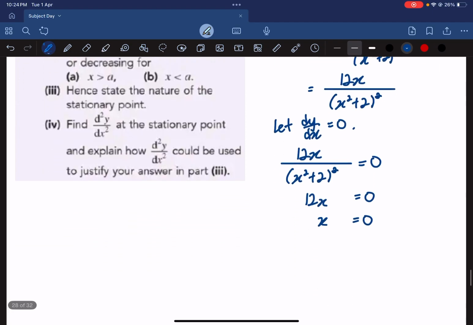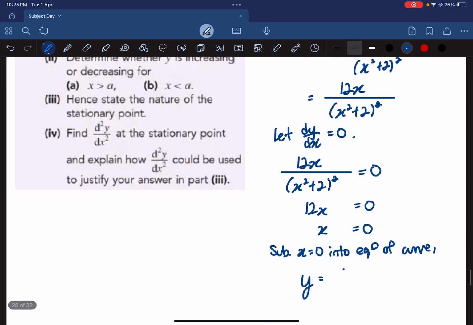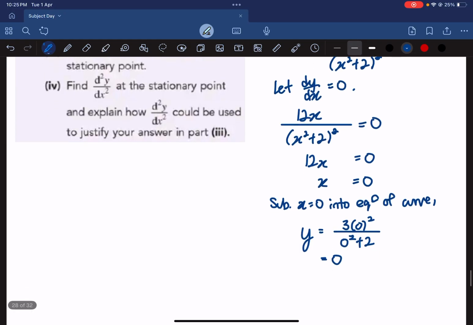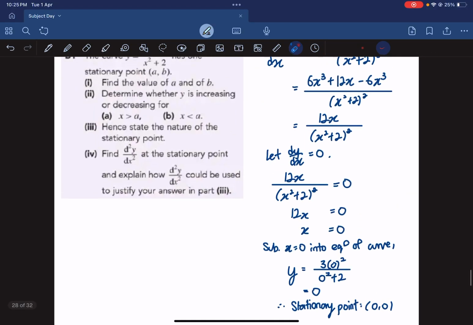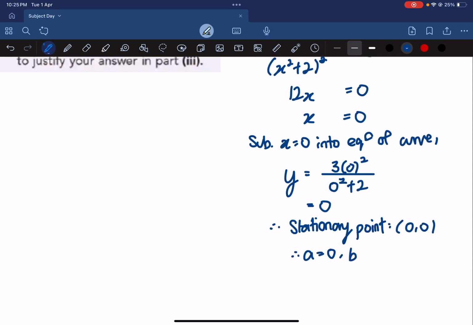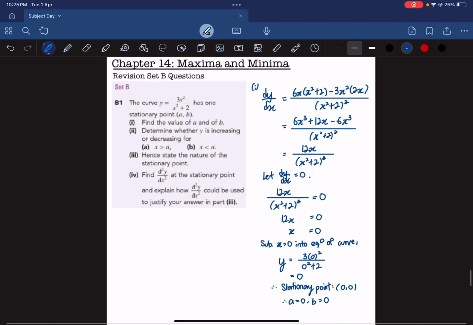And I sub in x equals 0 into the equation of the curve. So therefore, y is equal to 3 times 0 squared divided by 0 squared plus 2. And this is also equal to 0, which means that the stationary point occurs at (0, 0), and I haven't answered the question yet. The question says find the value of A and B. So therefore this means that A equals 0 and B is equal to 0. Alright, so this is for part 1.